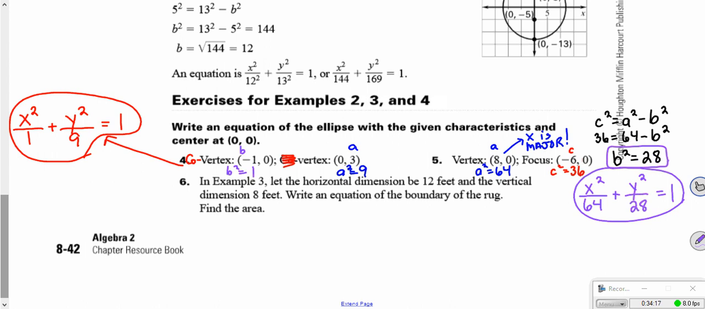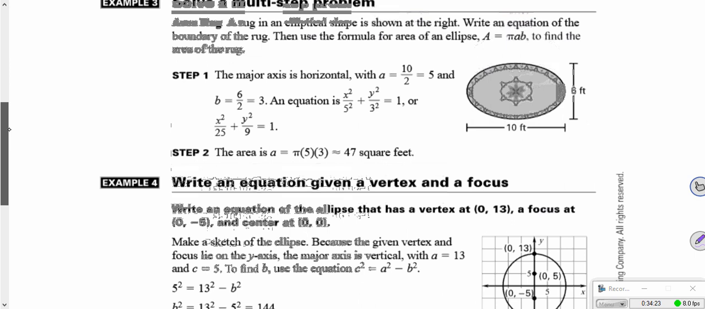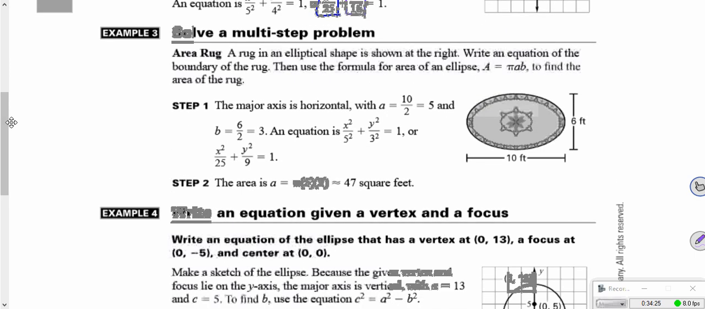Okay, number 6. Now, I want to go back to the example above it of the rug. Number 6 here, area rug. A rug in an elliptical shape is shown at the right. Write an equation of the boundary of the rug and then use the formula for area of an ellipse. This is probably a good formula to keep in your back pocket. Area of an ellipse is pi times a b.